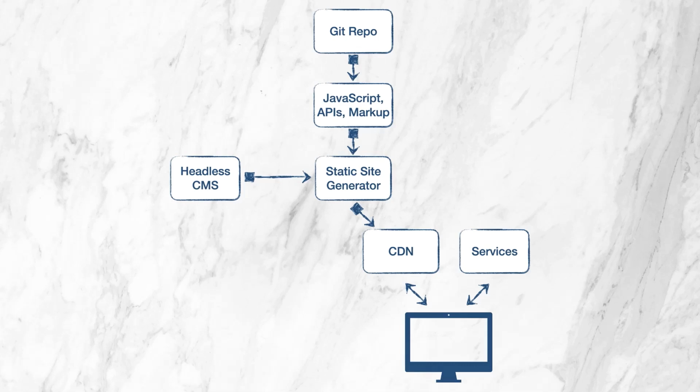So our GitHub repository is going to contain all of our JavaScript APIs and markup that make up the jam of the JAMstack. If we move over to the side, you'll see Headless CMS. CMS stands for Content Management System. You may be familiar with a couple examples of CMSs like WordPress or Contentful. These are systems that manage all of the content in your application, like all of the articles in a blogging application or all of the products in an e-commerce application.